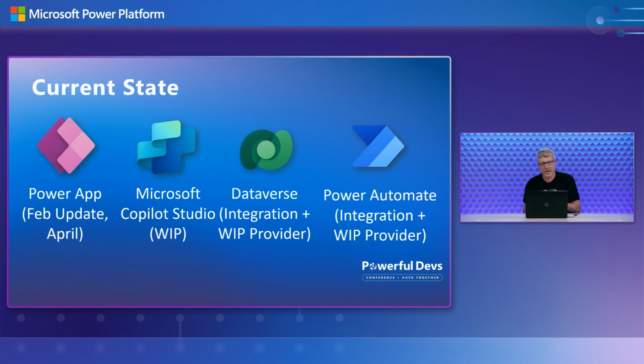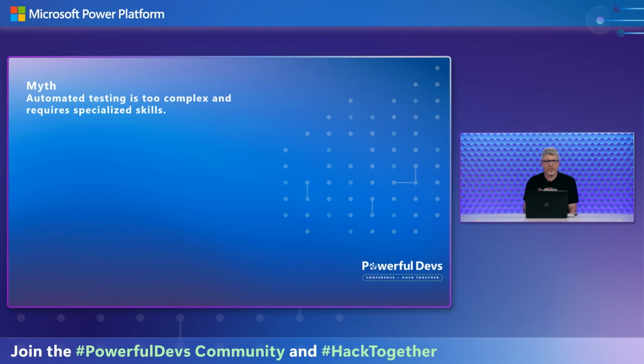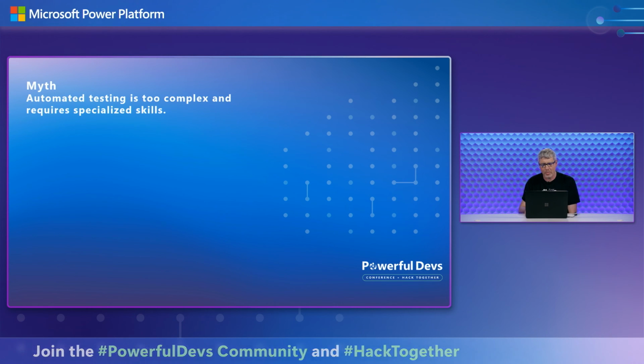So what I'm going to go through is three different scenarios. One of the first things is to look at how we deal with the learning path. The second one is what it looks like to run a Power Automate test today and a Power Apps test today. And thirdly, I'm going to go through what that looks like from a DevOps point of view. I'm going to do that with three myths, building on what Leon did at the start of the keynote, and look at this from a testing point of view. The first myth is that automated testing is too complex and requires specialized skills. How do we help with that?